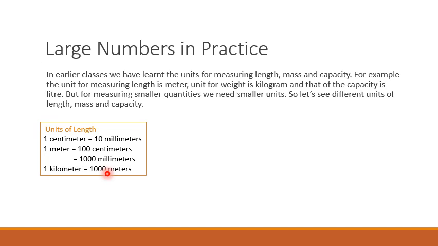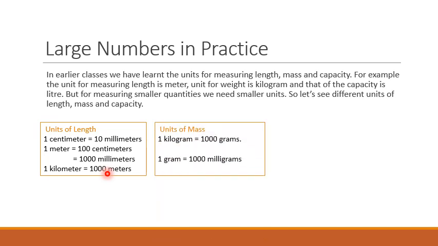Let's see what are the common units for weight or mass. So for the units of mass for bigger objects we use kilogram. 1 kilogram is equal to 1000 grams and 1 gram is equal to 1000 milligrams. So gram and milligram, these are the smaller units which we use for smaller objects.